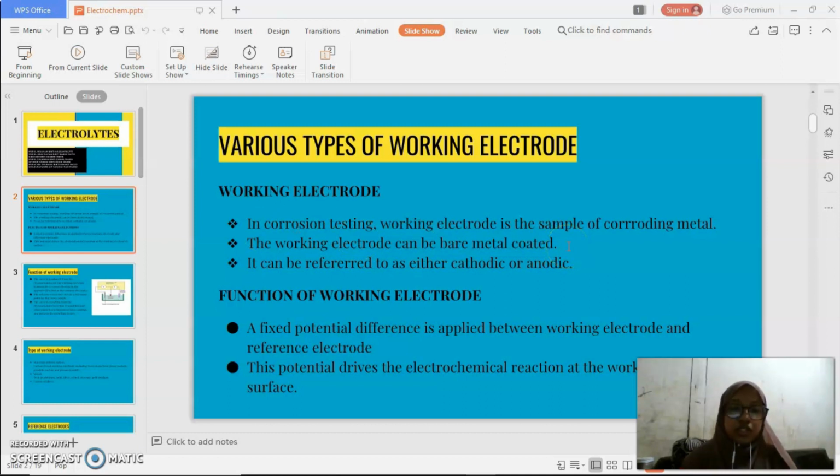So the working electrode can be bare metal coated, and also the working electrode can be referred either cathodic or anodic. So the function of working electrode, the fixed potential difference will be applied between working electrode and reference electrode. So this potential will drive the electrochemical reaction at the working electrode surface.